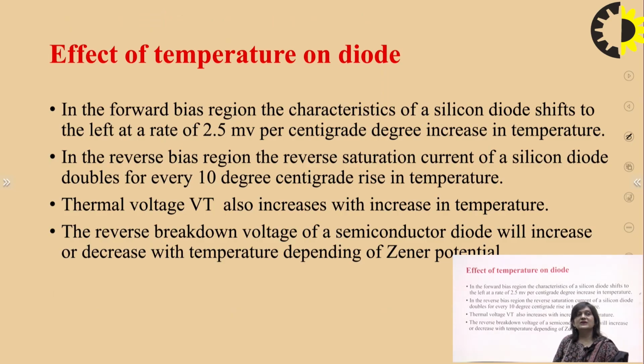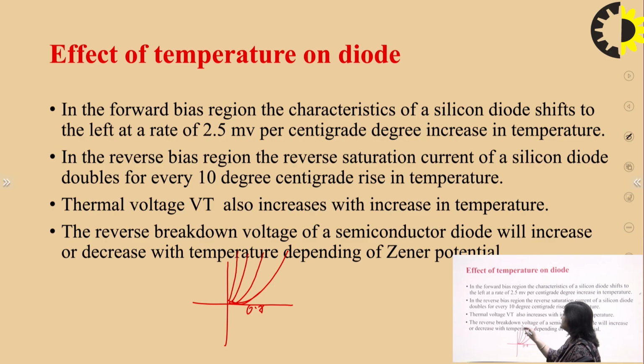So what will be the effect of temperature on a diode? In the forward bias region, the characteristic of the silicon diode shifts to the left at a rate of 2.5 millivolt per centigrade degree increase in temperature. This is the VI characteristic of the PN junction diode, and it starts conducting at 0.7 V. If we increase the temperature, conduction will start early, and the characteristic will move towards the left side, like in this way.